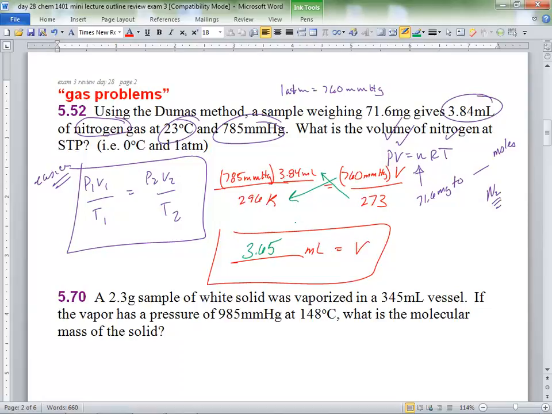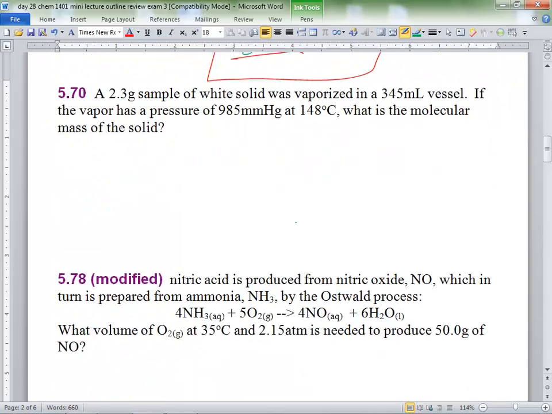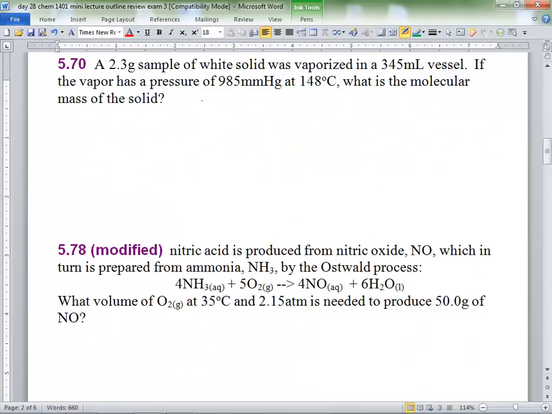But in liters, which would be 0.345. Yep. Christine's talking about using PM equals dRT. That's one way to do it. The other way is to use PV equals nRT and find little n. Then take the number of grams over n to get molar mass. But I think this way is easier, it's just one step.